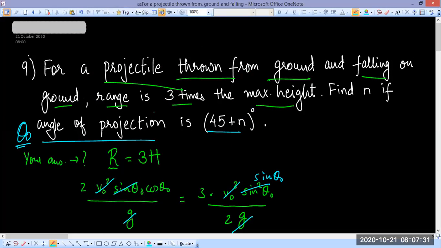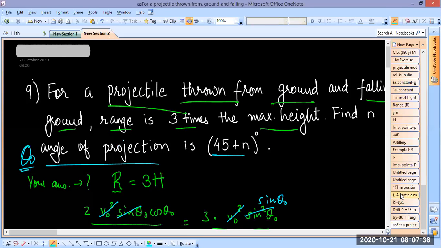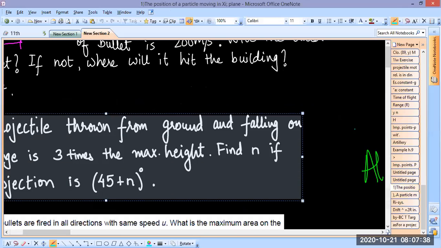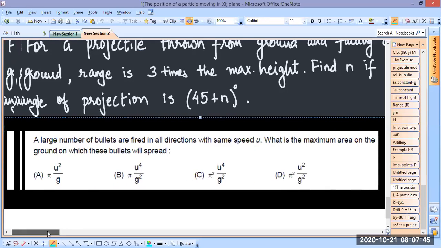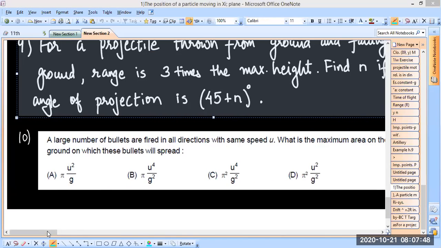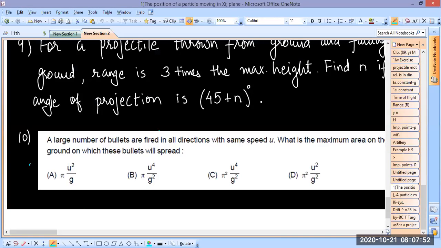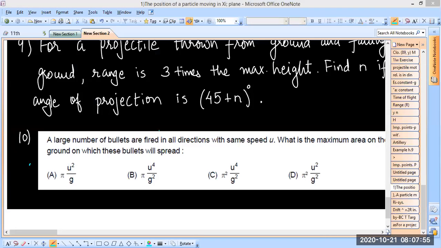Okay, now I think we are on to the last question. Yeah, that was easy. There was one more from the textbook, the 11th one. Okay, so this is question number 10 here. It says a large number of bullets are fired in every possible direction, right? What is the maximum area on which these bullets will spread on the ground, right?